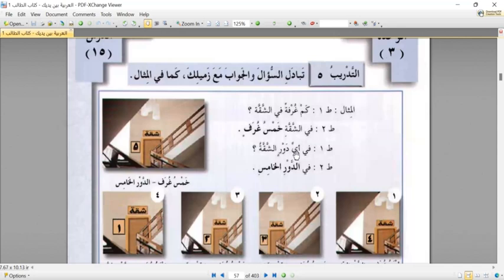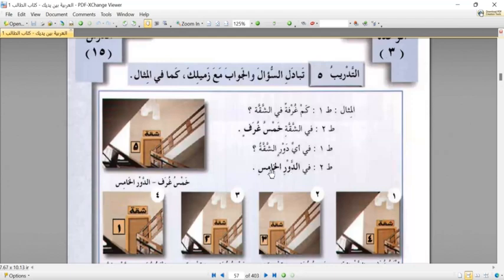في أي دور الشقة؟ On which floor is the apartment? So في can mean in, it can also mean on. So over here it means on. في أي دور؟ On which floor? الشقة is the apartment. Because in English, we don't say in which floor, on which floor rather. So the answer is في الدور الخامس. On the fifth floor.